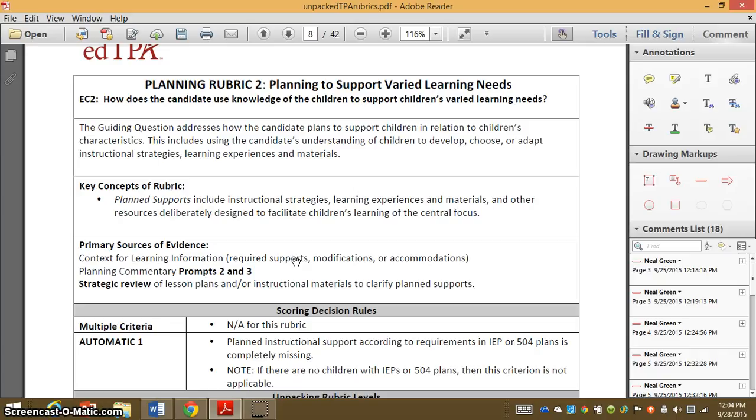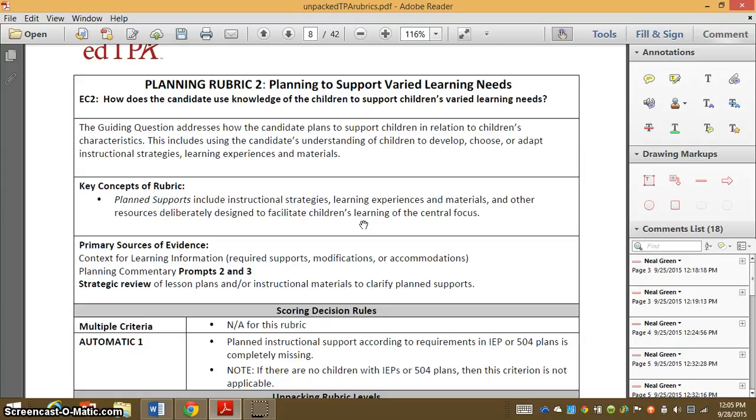Planning to support the varied needs of learners. The question is how does the candidate use knowledge of the children to support children's varied learning needs, differentiated instruction. Okay, and then it gives you a bit more about the guiding question, which you can look over. In key concepts, plan supports are instructional strategies, learning experiences, materials, and other resources deliberately designed to facilitate children's learning of the central focus.